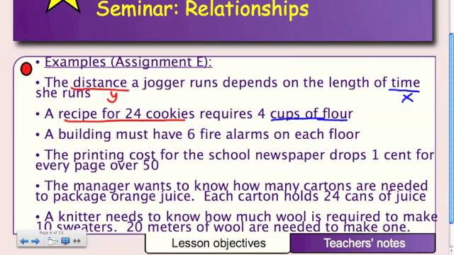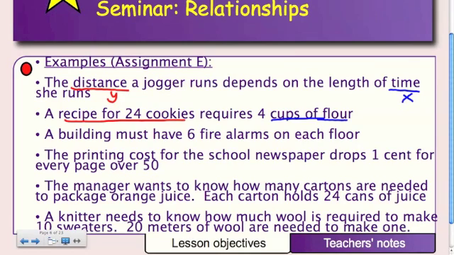What about the next one? A building must have 6 fire alarms. This is a little bit tricky. 6 fire alarms on each floor. Stephen, you want to try it? Okay, yeah. So it'll be a little tricky to kind of graph that situation, right? Well, actually, what would we put on the x-axis? What would we put on the y-axis?